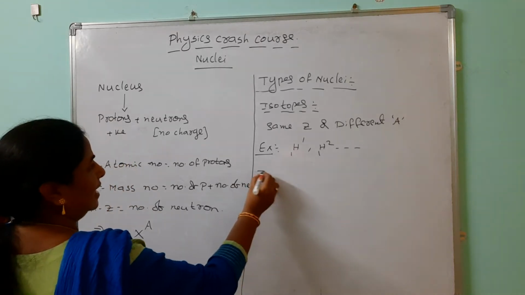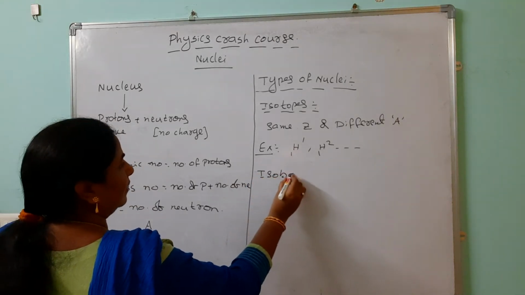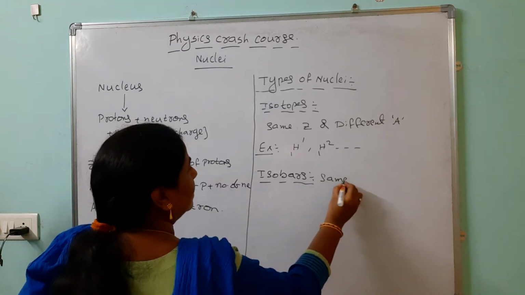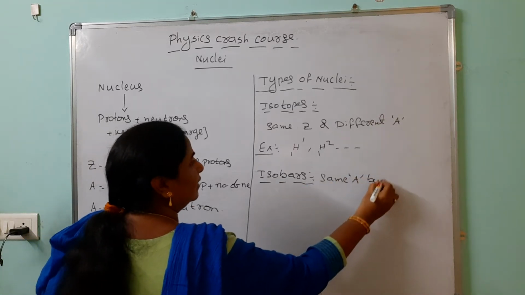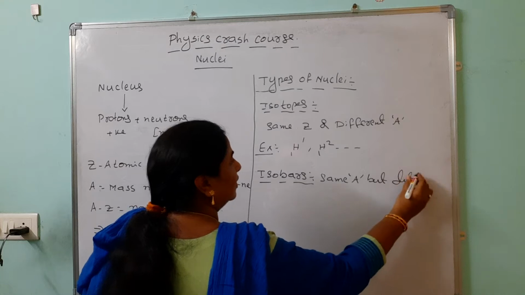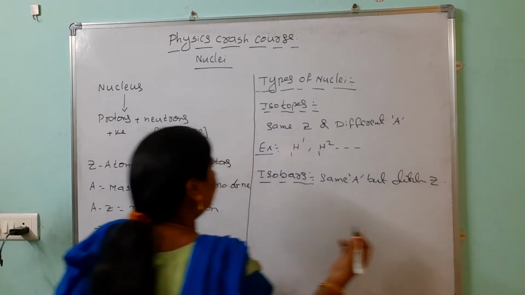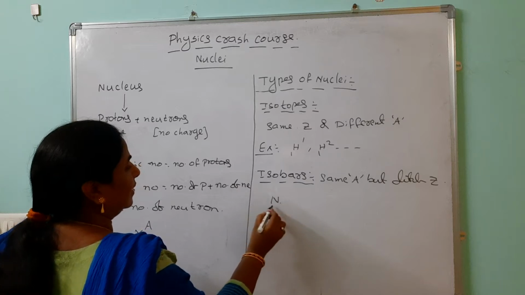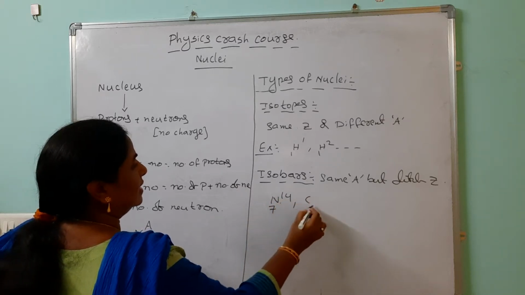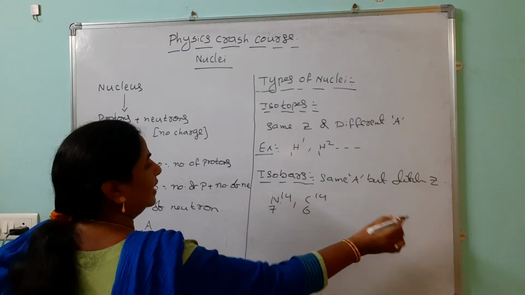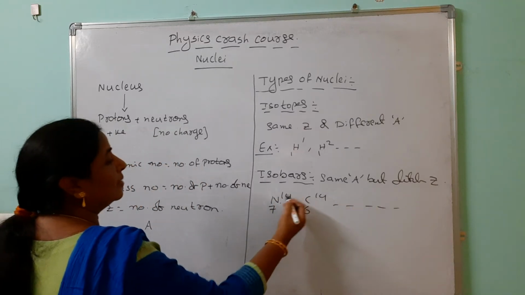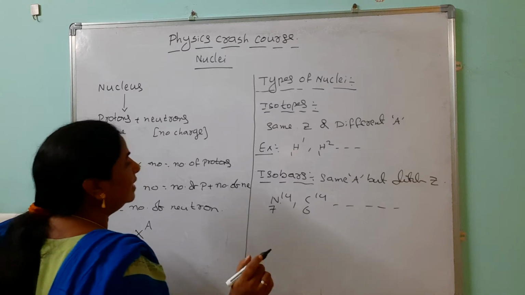Then the second one is the isobars. What are the isobars? Same mass number but different atomic number. So what example can we give? Suppose you are taking N714, C614, like that you can take some elements. Here just observe that the mass number is the same, the atomic number is different.